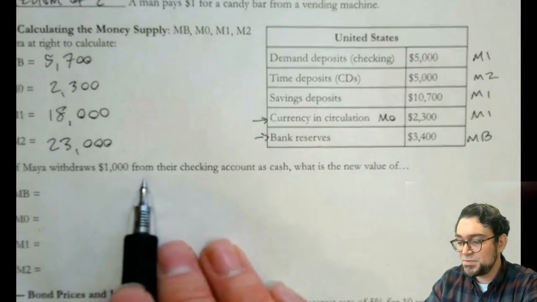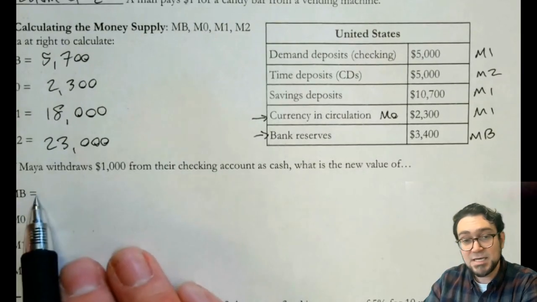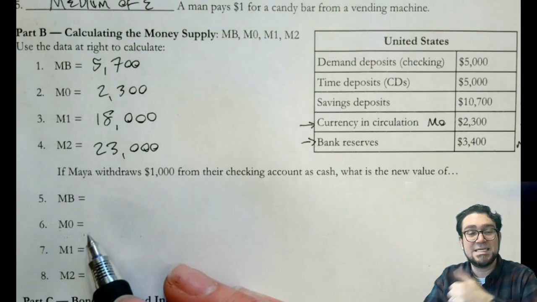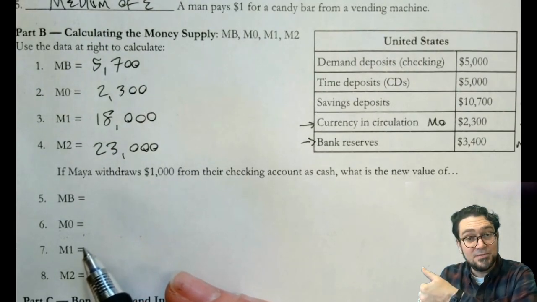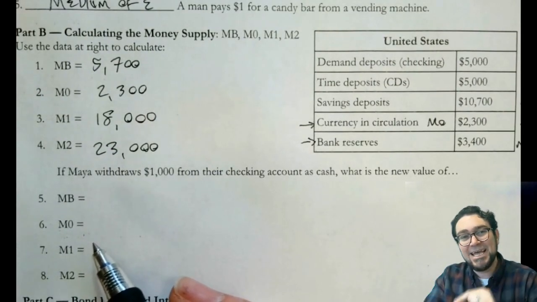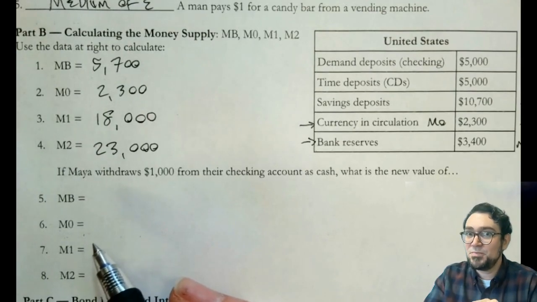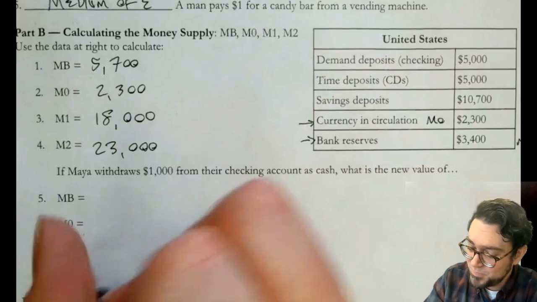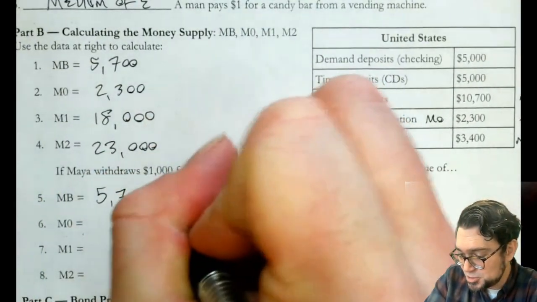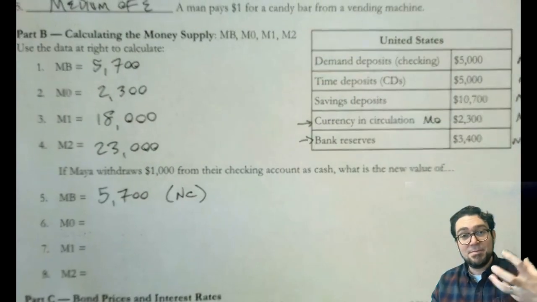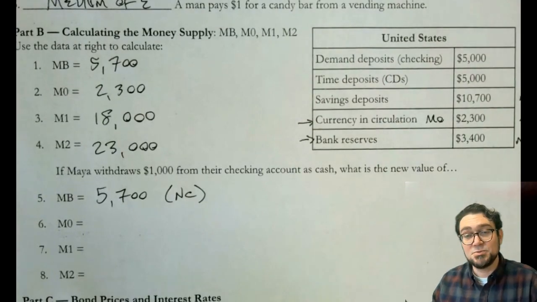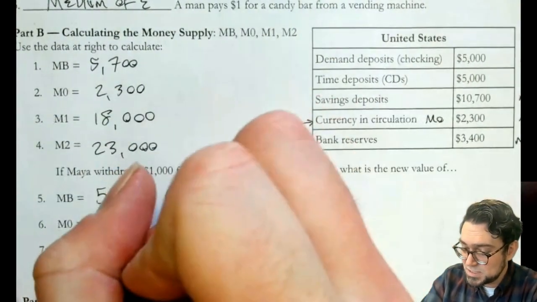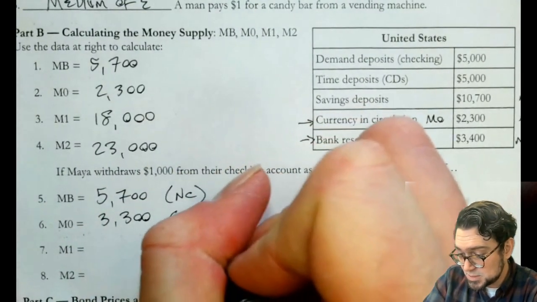Right? If Maya withdraws $1,000 from a checking account in cash, what's the new value of the monetary base? Well, thinking about it for a second, the monetary base includes both currency and bank reserves. So it goes up the 1,000 because now it's in cash, but the bank had to give her the money. And so as a result, the bank reserves go down by $1,000, meaning there is no change in the monetary base. It's a tricky one here, but there is no change to the monetary base. Again, money came out of the bank reserves and into her hands, so there was no change in that circle of monetary base. M0, though, absolutely goes up by 1,000. So it was 2,300, now it's 3,300. And so we'd say up by 1,000.